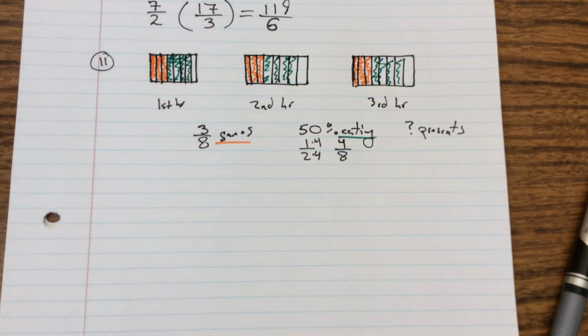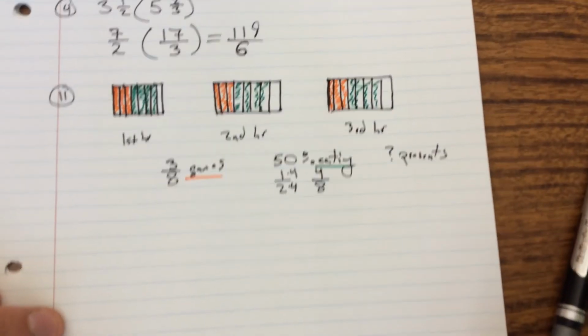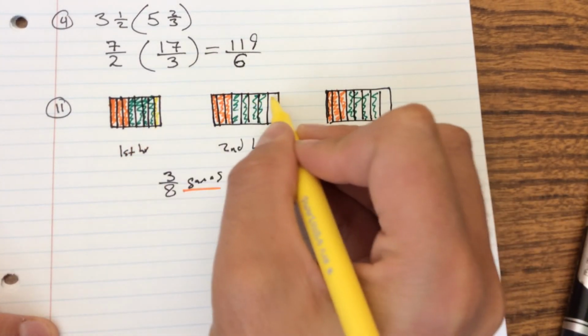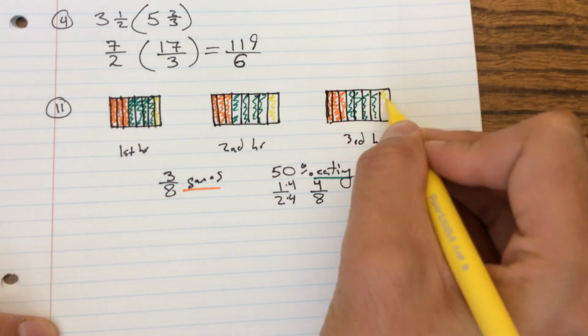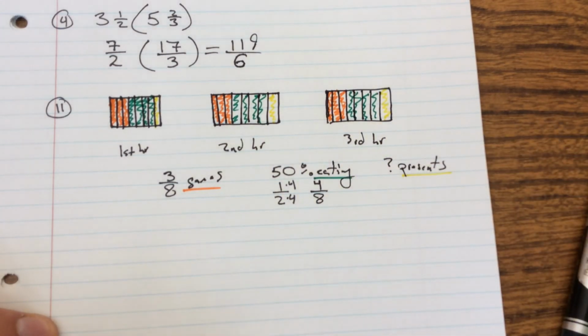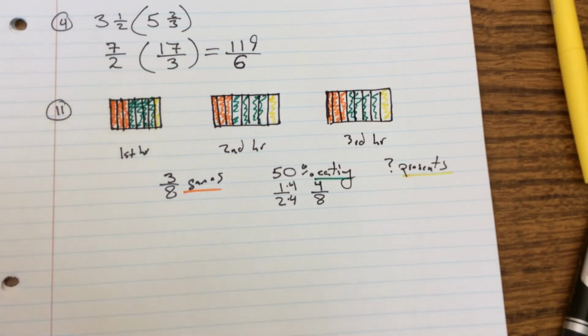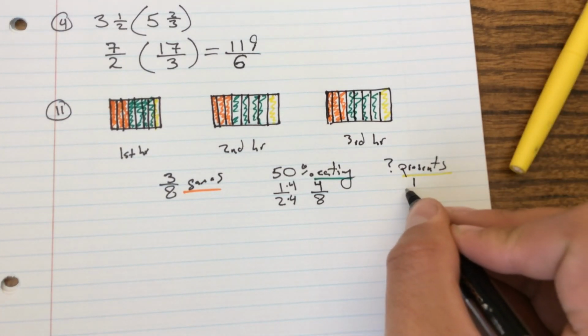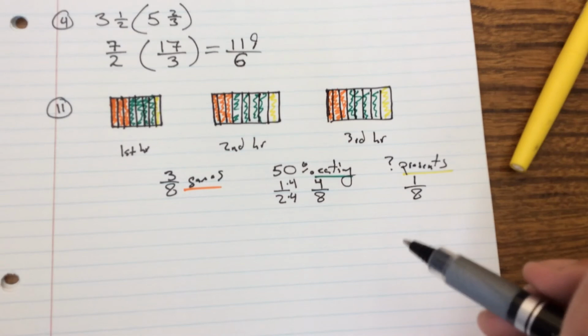So we can see that my last section, which is presents, which we will label, I'll do this in yellow. There's going to be 1/8 here, 2/8 over here, and then 3/8 over there of the 3 hours, which is going to actually be 1/8 of our total time, because 1/8 is filled in on each one.